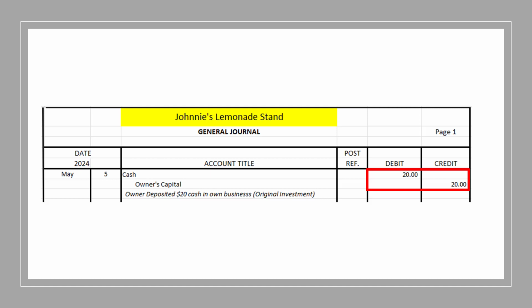The debit is always listed before the credit. The account title for the credit is always indented. You should always enter a description of the transaction. The description should be indented a space and should be in italics. The asset cash is debited for $20, and the owner's capital is credited for the same amount.